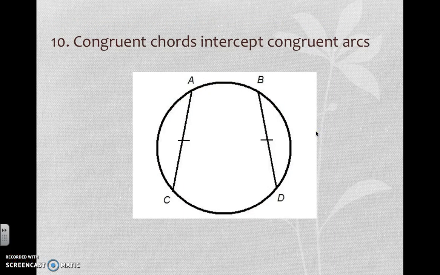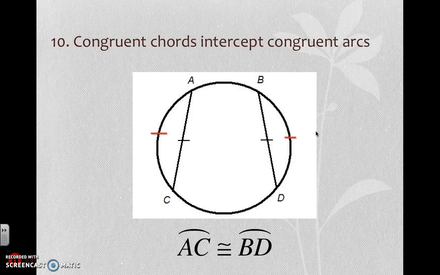Number 10 is that congruent chords intercept congruent arcs. So if I know that chord AC is congruent to chord BD, then I know that arc AC is congruent to arc BD. And so arc AC is congruent to arc BD. So congruent chords will create congruent arcs.